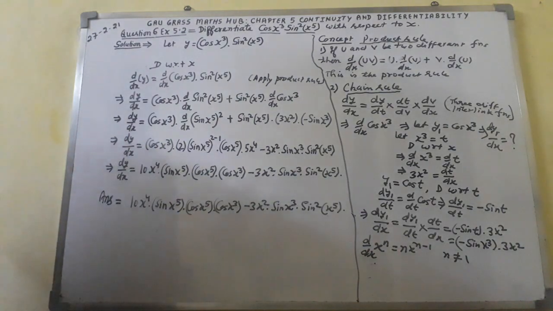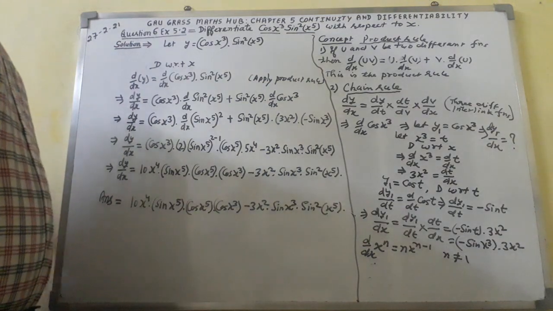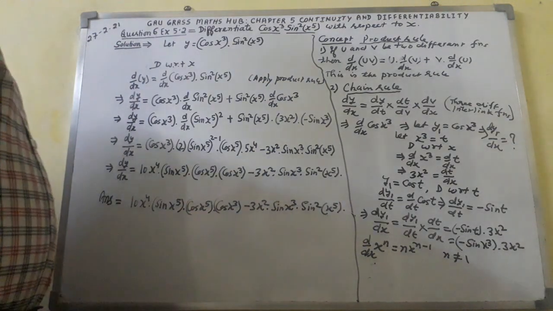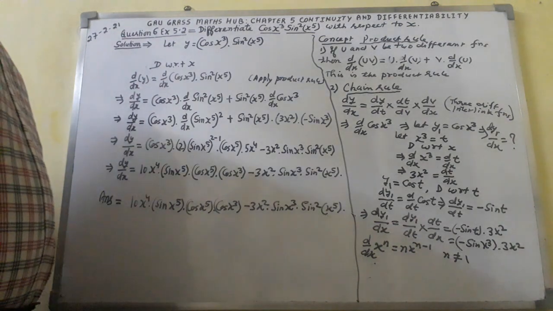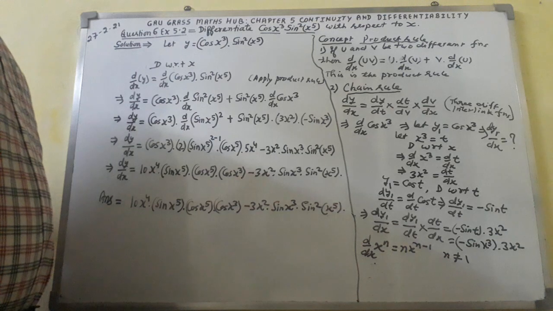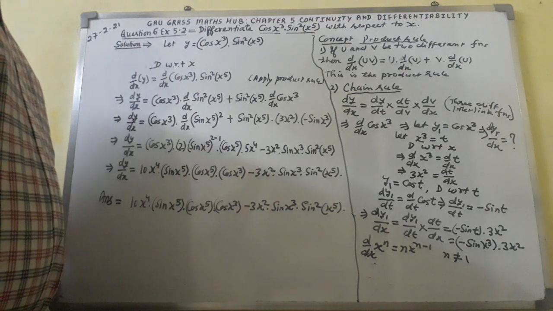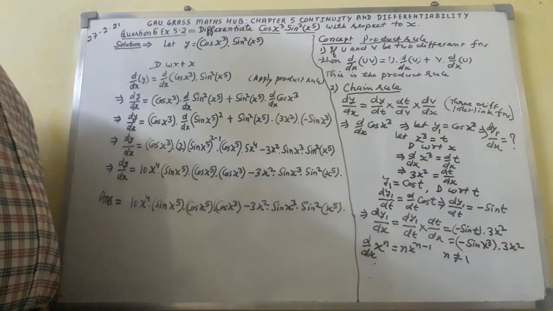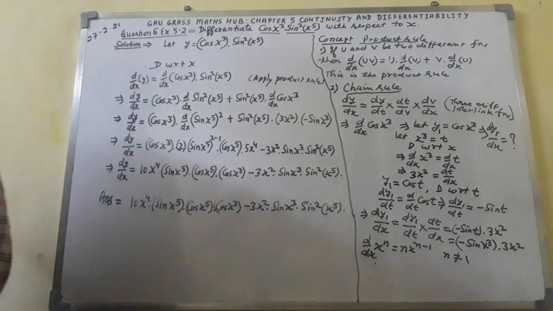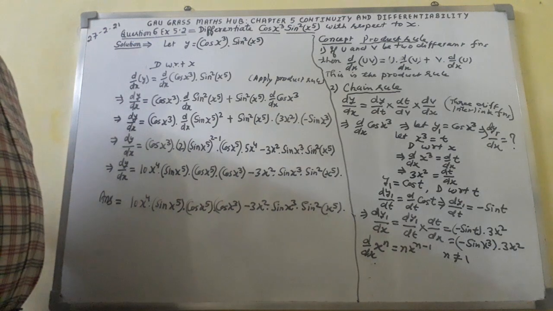I am going to discuss question number 6 that has been taken from exercise 5.2, chapter 5, continuity and differentiability. The question is: differentiate cos x raised to power 3 dot sin square x raised to power 5 with respect to x. Here I have written the solution. Let y equal to cos x raised to power 3 dot sin square x raised to power 5.